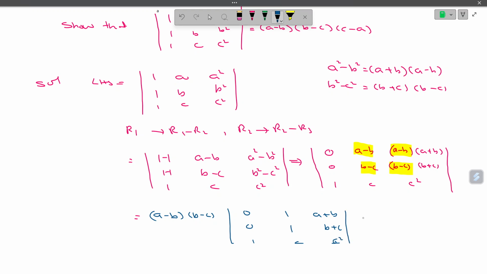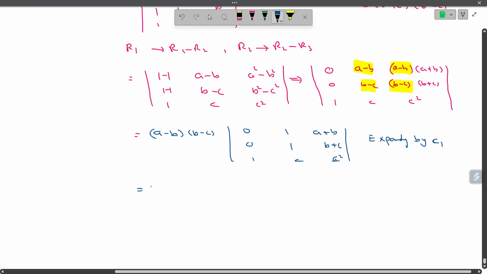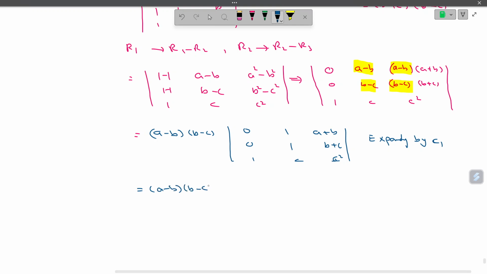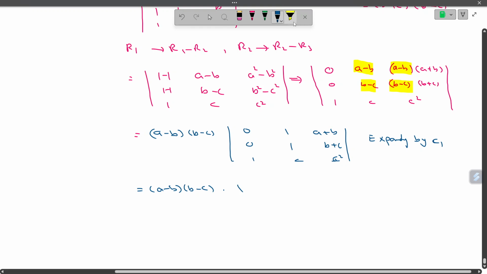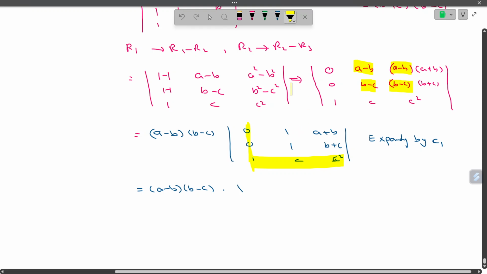Now what we are doing is expanding by column 1, because there are two zeros, so only one term will be there. Expanding by C1, this will be A minus B, B minus C, and the 2 by 2 determinant. If we expand by C1, what will happen? You have to leave this row and this column. What is left?